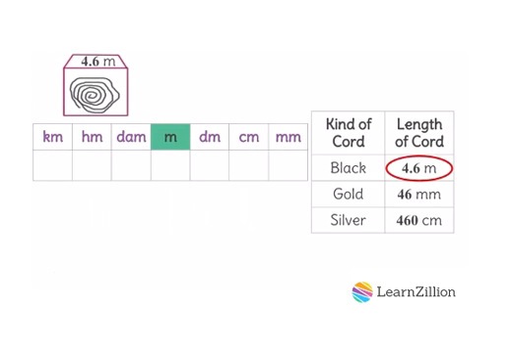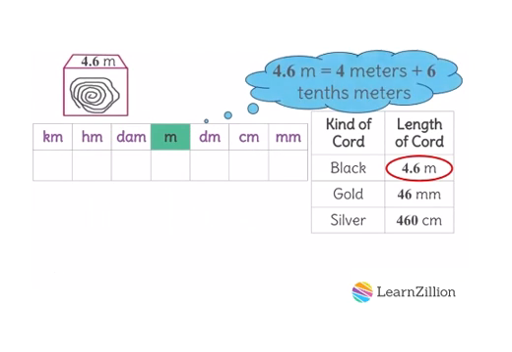The black cord is 4 6/10 meters long. That is the same as 4 meters plus 6/10 meters. And we can put that on our chart as 4 meters and 6/10 decimeters, spreading it out the same way we would if we were writing units or ones places for the 4 and tenths for the 6.